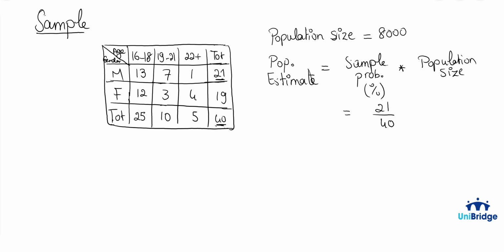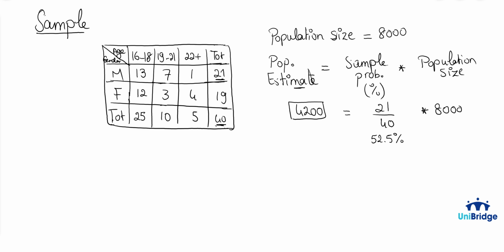This could be expressed as a fraction. This could also be expressed as a decimal or a percent. So if you express it as a percent, it's going to be 52.5%. This is what you got from the sample. If you want to estimate for the entire population, you just multiply this number by the entire population size, which is going to be 8,000. So how many males are you going to have if your sample shows that 52.5% are males? You're going to get 4,200. Again, this is an estimate for the entire population. This should not necessarily be the exact number.